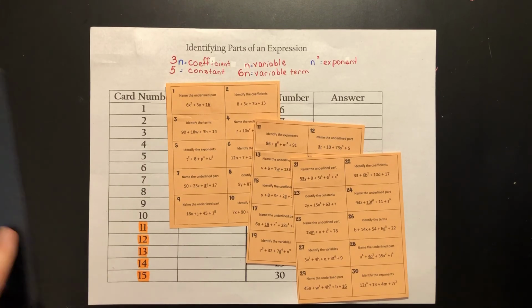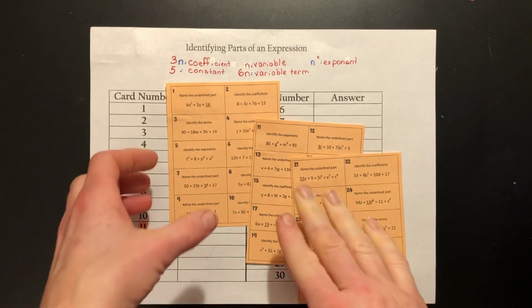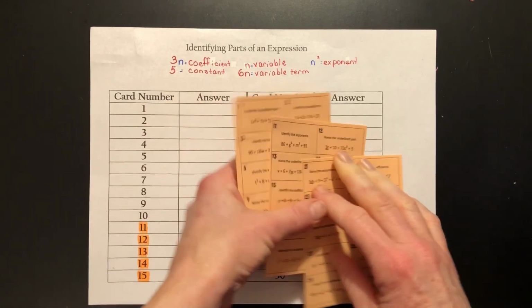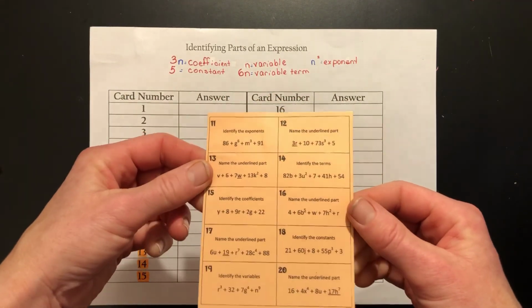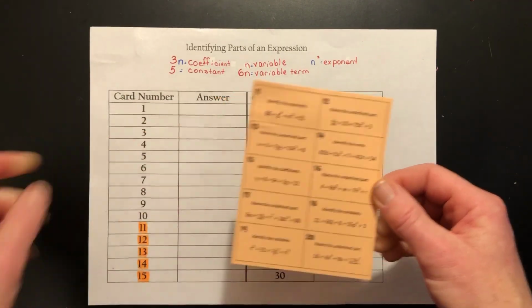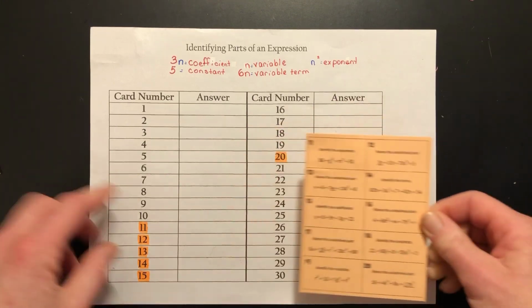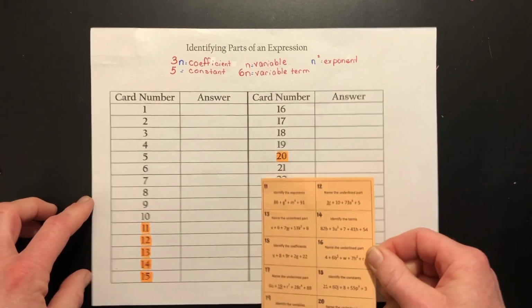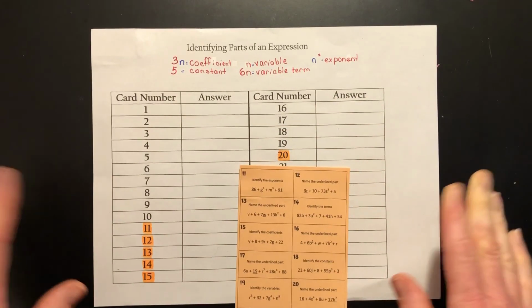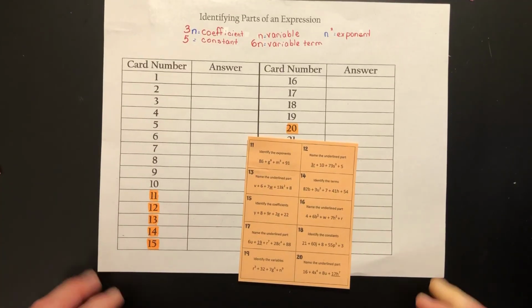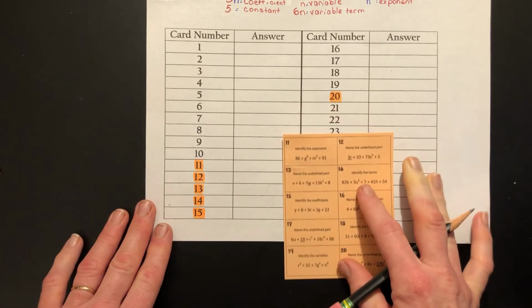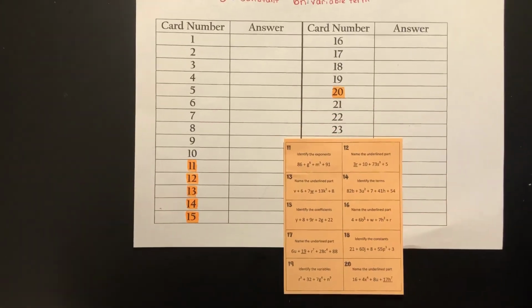And so with that done, let's go ahead and do some samples together. I am going to use samples from the card 11 through 20. We'll do 11 through 15 and then 20. I feel like it gives us a nice broad range of everything that's in here. So let's begin with number 11.